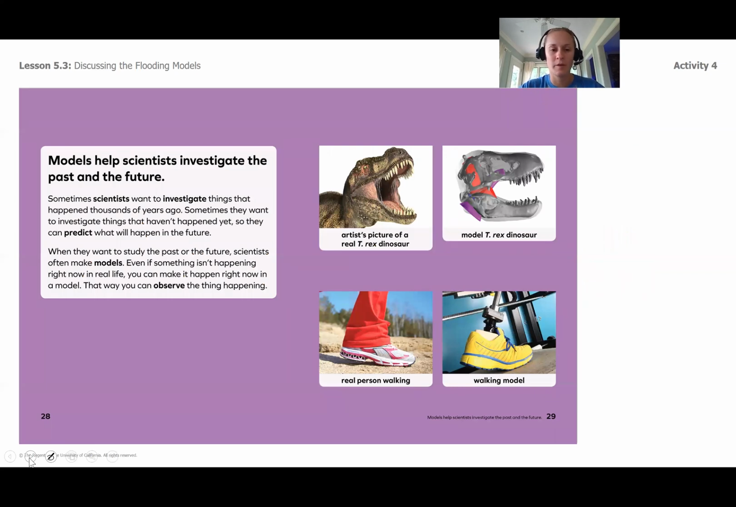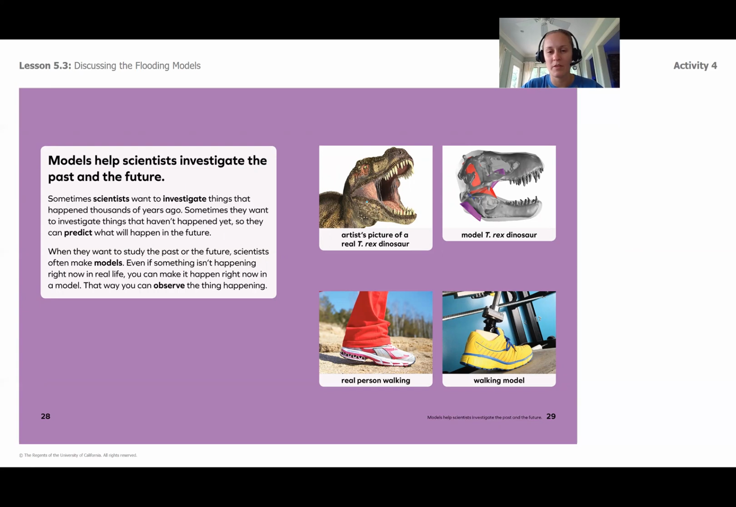So let's read a little bit of this. Models help scientists investigate the past and future. Sometimes scientists want to investigate things that happened thousands of years ago. Sometimes they want to investigate things that haven't happened yet, so they can predict what will happen in the future. When they want to study in the past or the future, scientists often make models. Even if something isn't happening right now in real life, you can make it happen right now in a model. That way, you can observe the things happening.